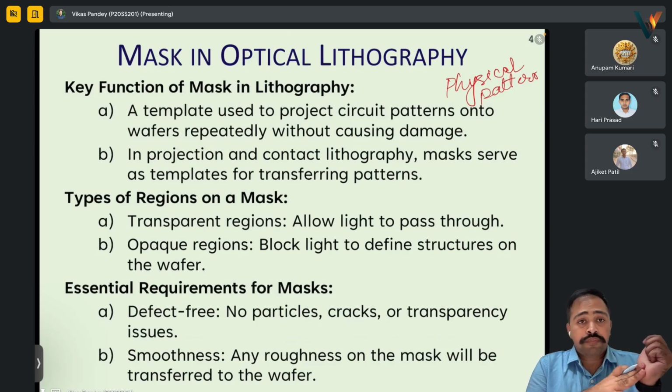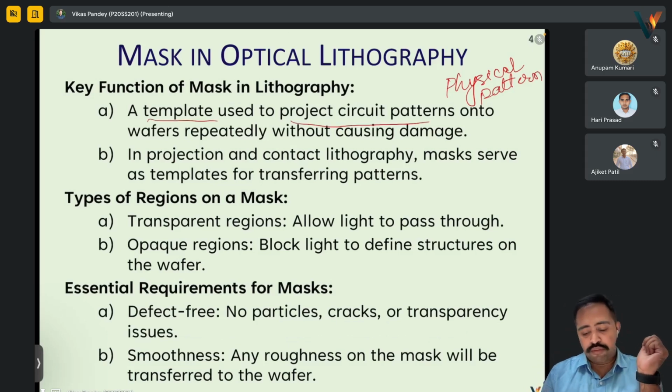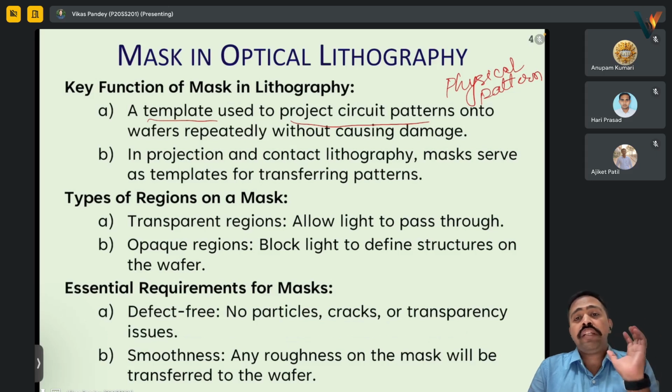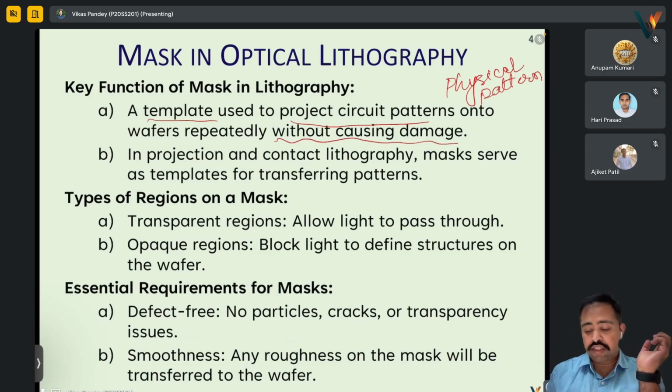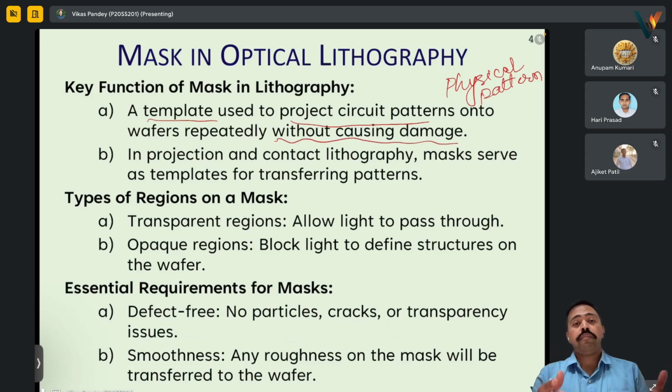So what are the key functions of a mask in lithography? It is a template which is used to project circuit patterns onto the wafer without causing any damage. This is a critical thing: the mask itself should not cause any damage to our structure or wafers. In projection and contact, which includes proximity lithography, the mask serves as the template for transferring patterns.